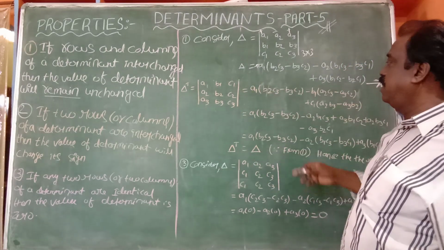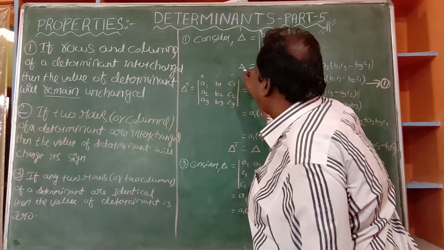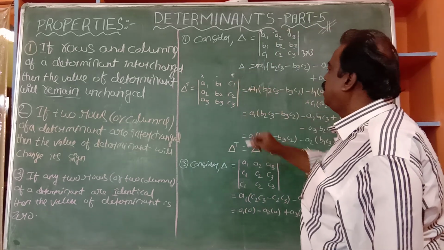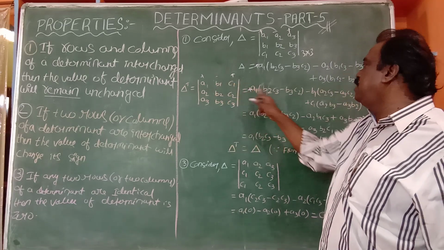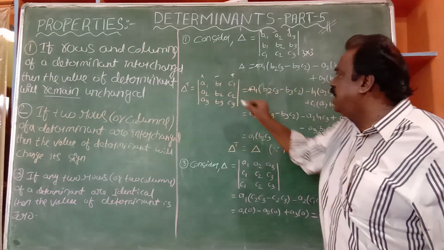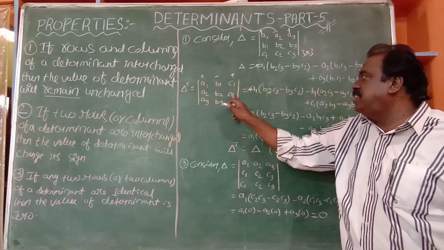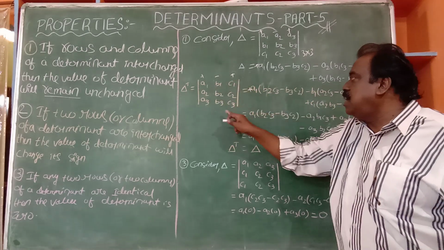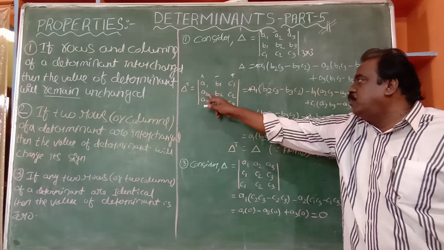Now, according to the definition, A1 of... here also it is plus, minus, plus only. It is a plus A1 of, A1 is row and column deleted, B2 C3 minus B3 C2, same. Minus B1 of A2 C3 minus A3 C2, okay? Plus C1 of row and column deleted, A2 B3 minus A3 B2, okay?